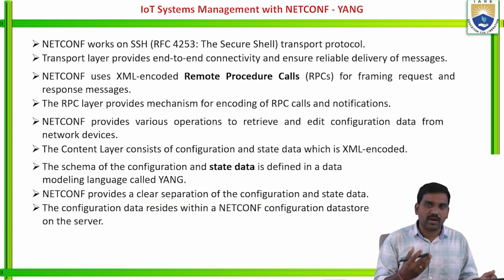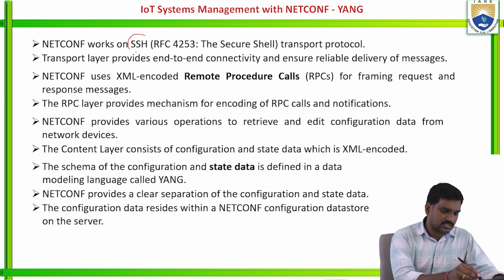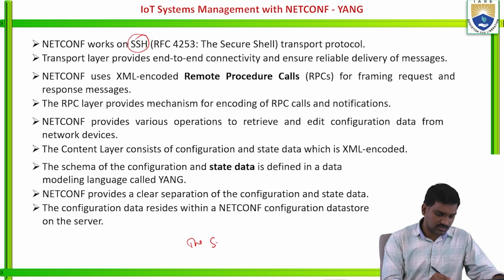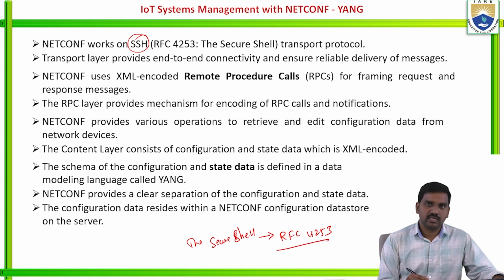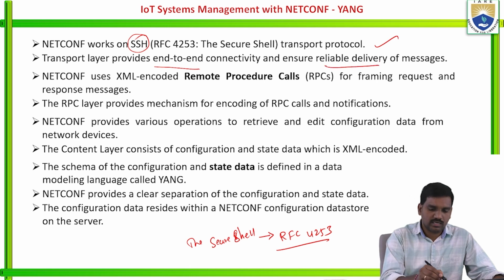Next, what are the points involved in this diagram? Network configuration works first on SSH, the secure shell, which is RFC 4253. It is a transport protocol basically. That is the first point. Next, the transport layer provides end-to-end connectivity and ensures reliable delivery of messages.